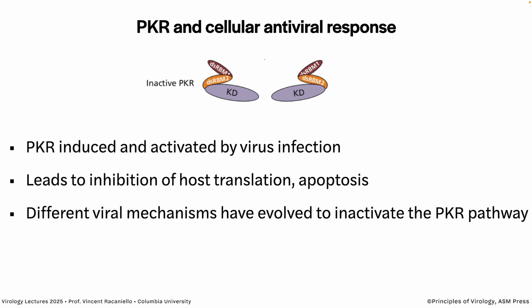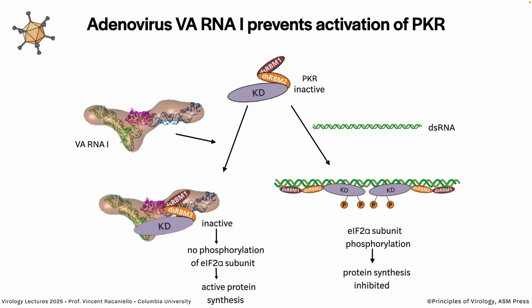Yeah, which I will show you. So here is one by adenovirus. Adenovirus is a DNA virus, so where's double-stranded RNA coming from? Well, both strands are transcribed. And sometimes you're going to get complementary RNAs made that will hybridize and make a double-stranded RNA. And so what happens is you get double-stranded RNA in adenovirus-infected cells.